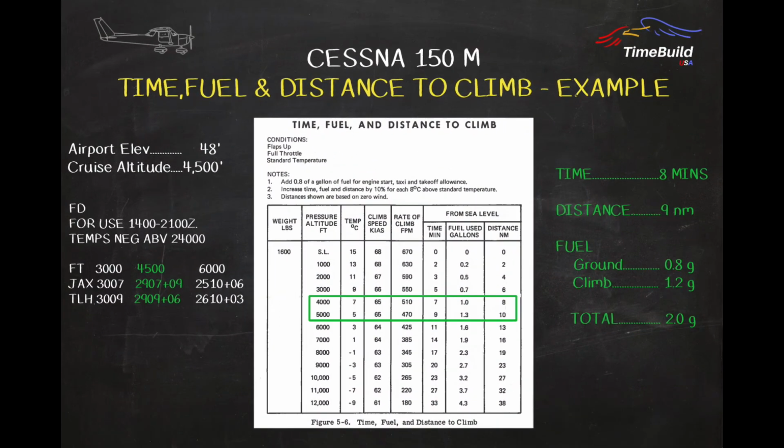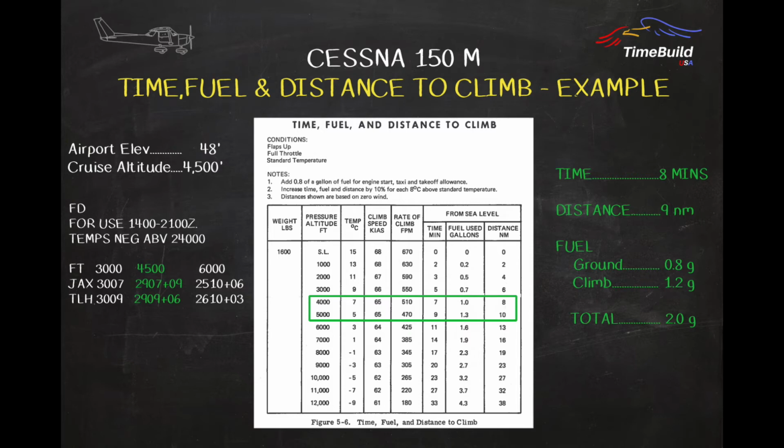Recall that we will be departing from Palatka Municipal Airport, which is 48 feet above mean sea level, and climbing to 4,500 feet. Interpolating between the published values for 4,000 and 5,000 yields a time of 8 minutes, a distance of 9 nautical miles, and a fuel burn of 1.2 gallons. Remember that we need to add 0.8 of a gallon of fuel for start, taxi, and takeoff per note number 1, which results in a total fuel of 2 gallons.